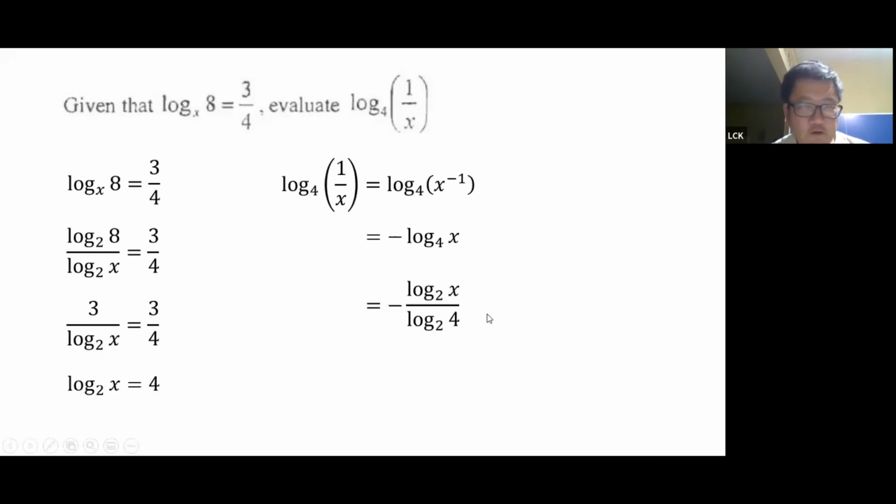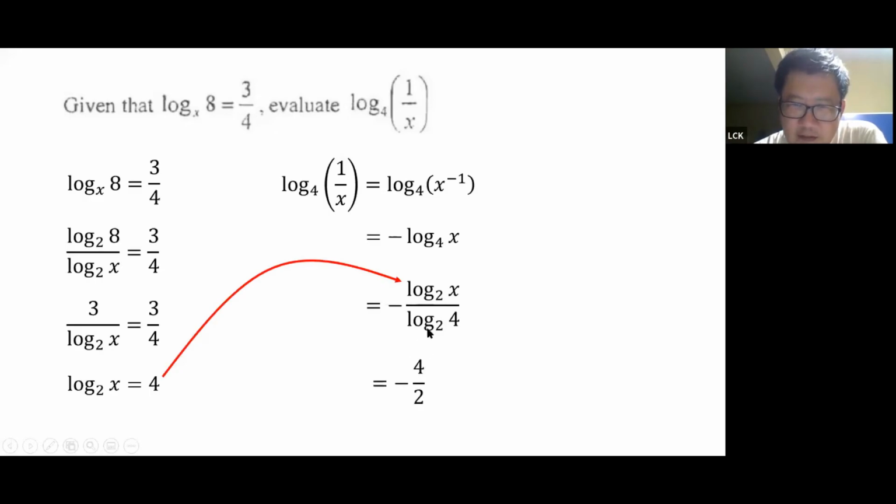So log base 2 of x, log base 2 of 4. Now I get to use this over there. All right, so I get to use this right over here. And when I use that over here, it's 4. And this, of course, is just 2. So that's minus 2. Very simple.